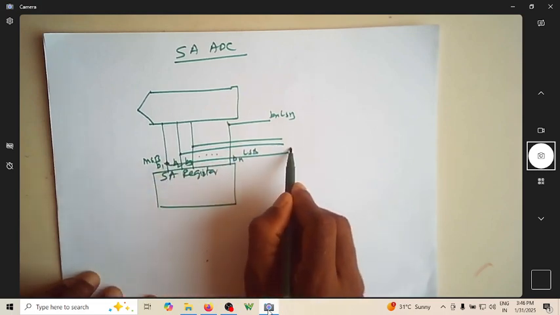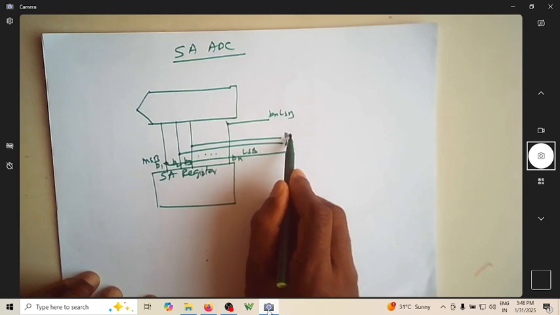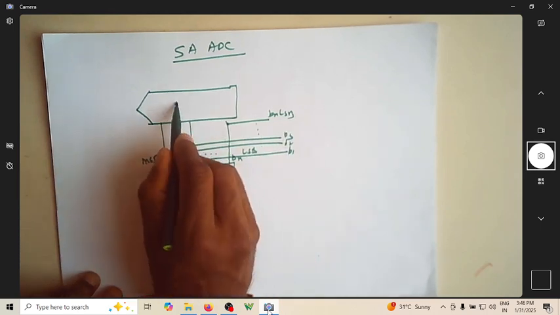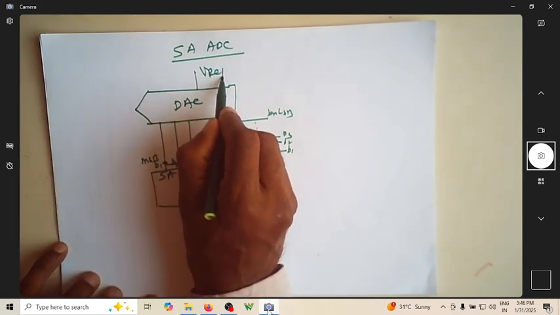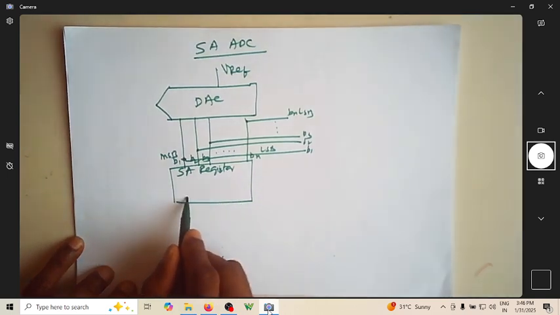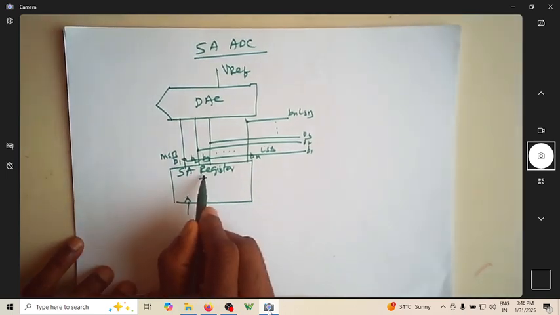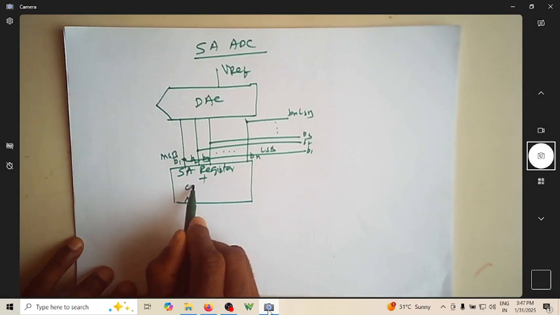You can take a tapping. It is B1, B2, B3. So many dots. This is the DAC. This is your V reference, and this is the SA register and controller.